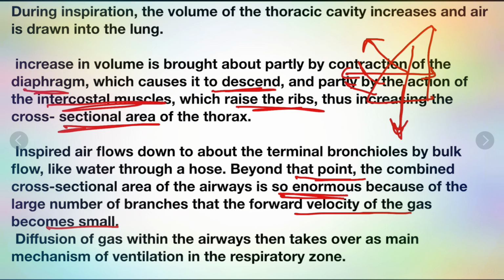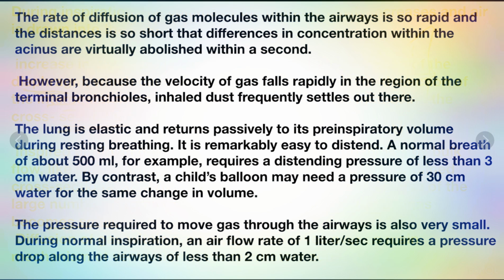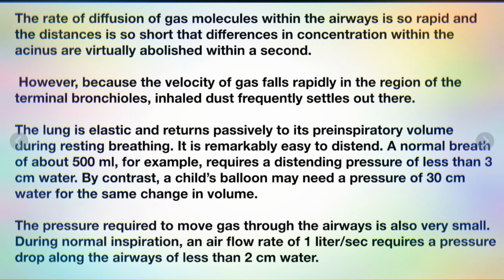So diffusion of gas within the airways then takes over as the main mechanism of ventilation in this respiratory zone. The rate of diffusion of gas molecules within the airway is so rapid and the distance is so short that differences in concentration within an acinus are virtually abolished within a second. So it is the game of only fractions of a second, because these molecules diffuse very rapidly.